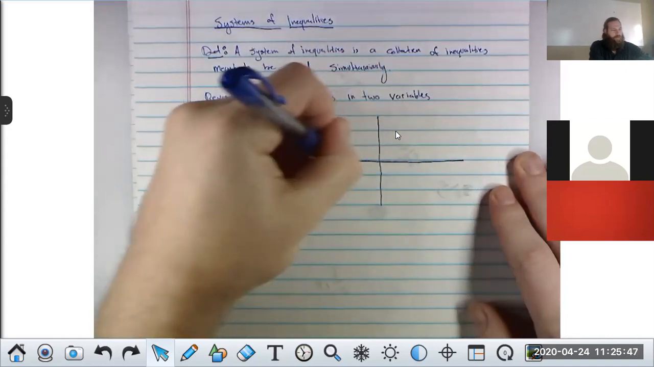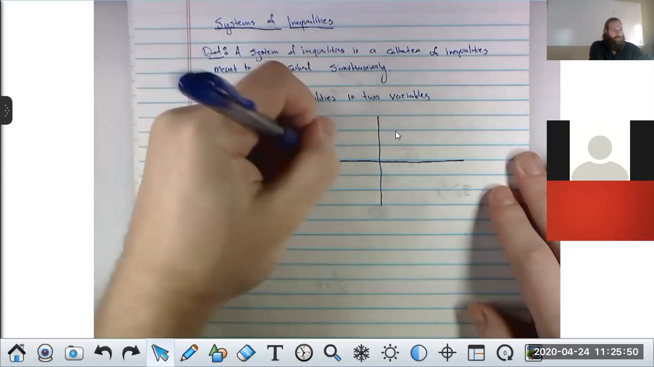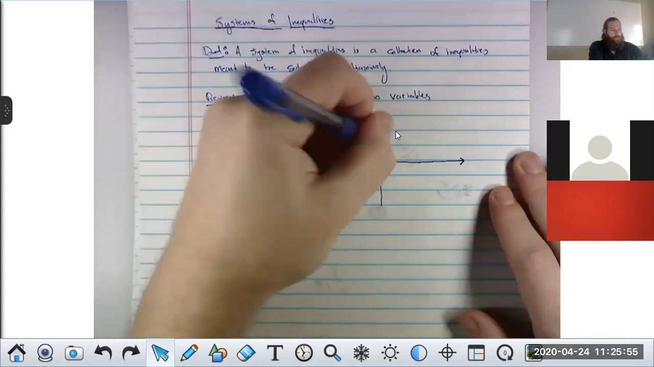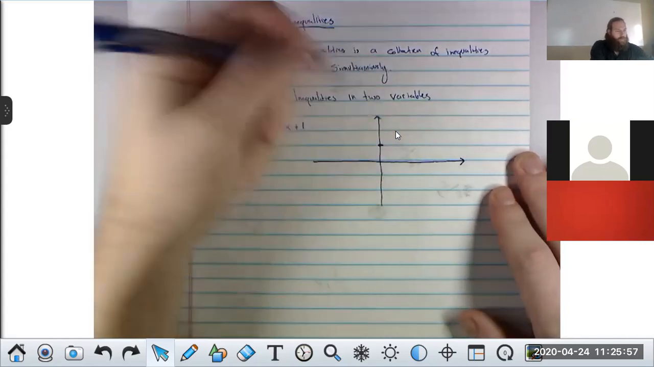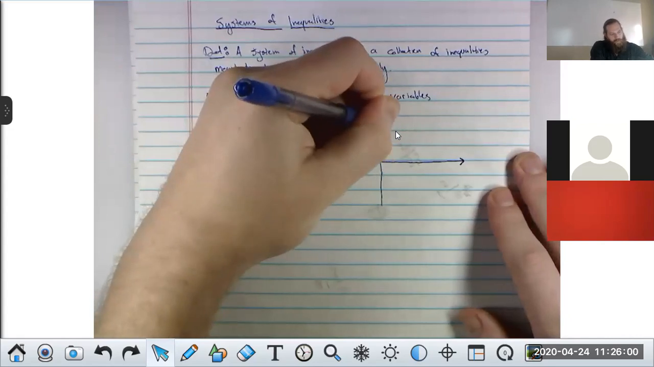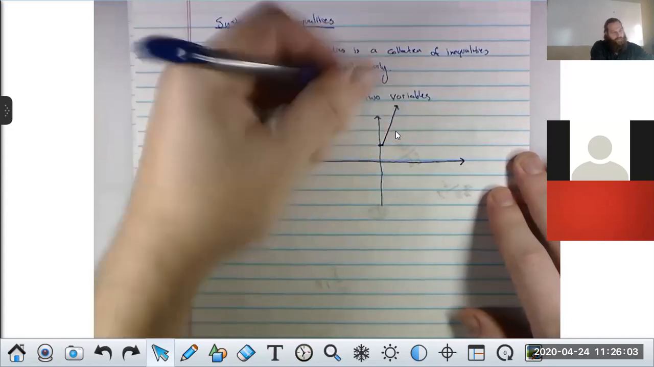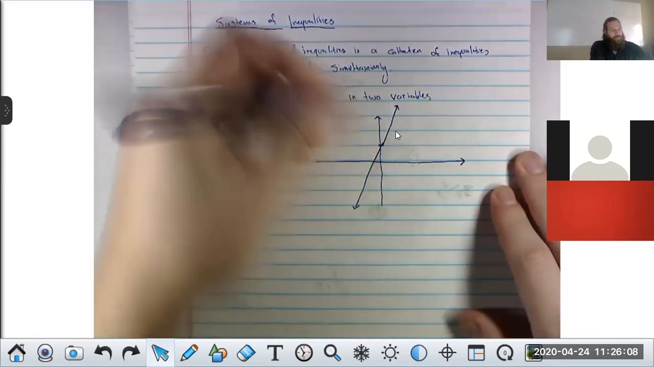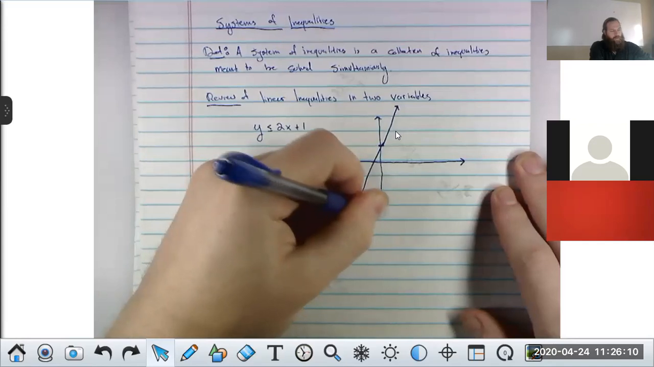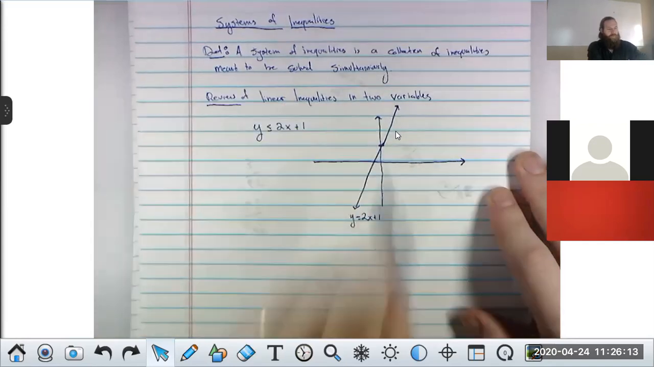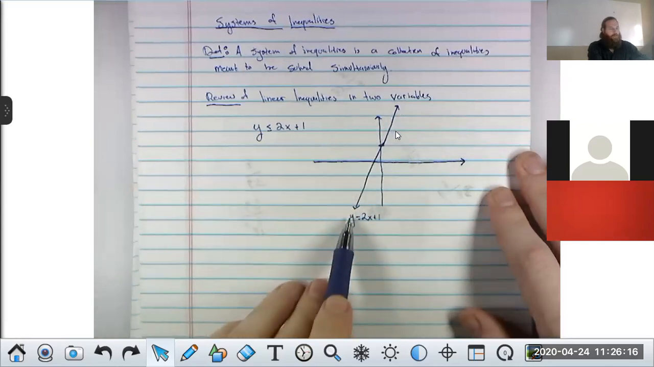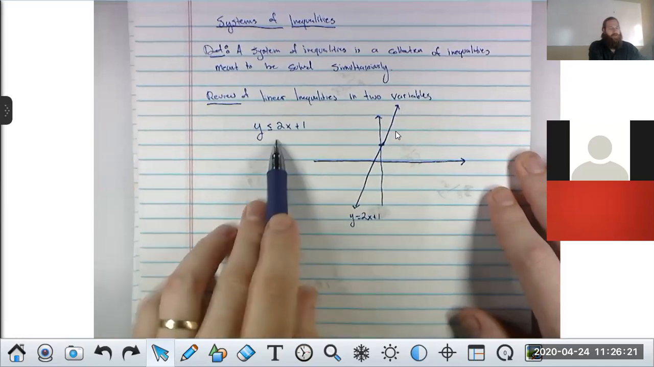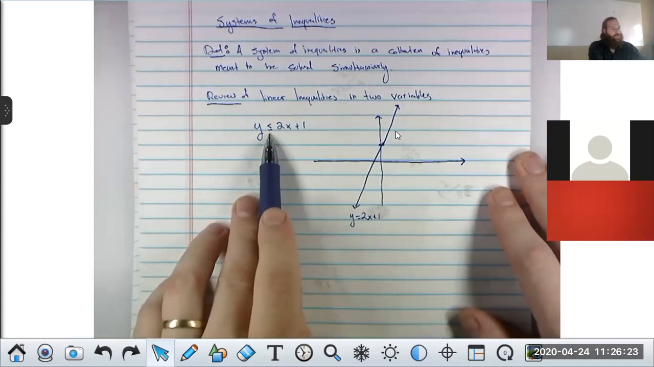The solutions to the linear equation y equals 2x plus 1 are all the points on the line y equals 2x plus 1. So that's a line with slope 2 and y-intercept 1. It looks like this. This is the line y equals 2x plus 1. So along this line, every point satisfies this equation, which means it automatically satisfies this inequality because this is a less than or equal to inequality.